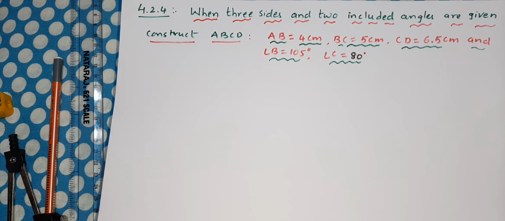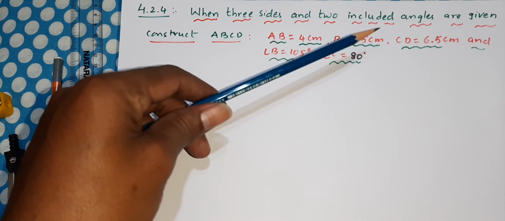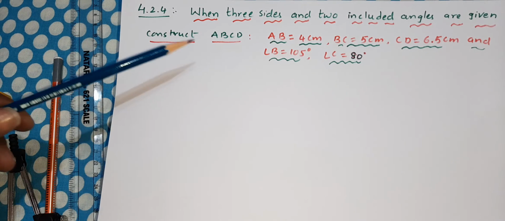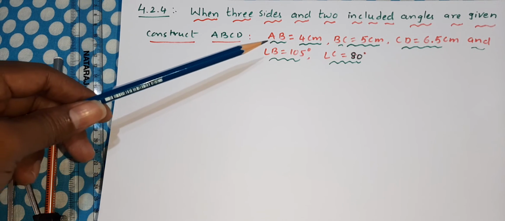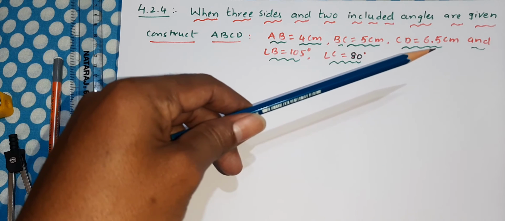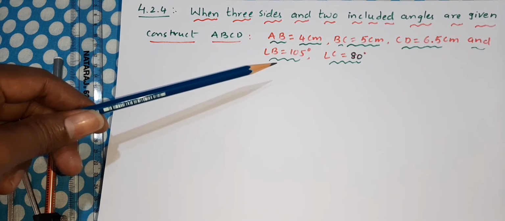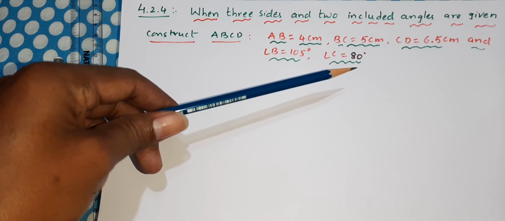Right, children. Let us discuss one more construction. That is, when three sides and two included angles are given, construct quadrilateral ABCD. AB equal to 4 centimeter, BC equal to 5 centimeter, CD equal to 6.5 centimeter, and angle B is equal to 105 degrees, angle C equal to 80 degrees.